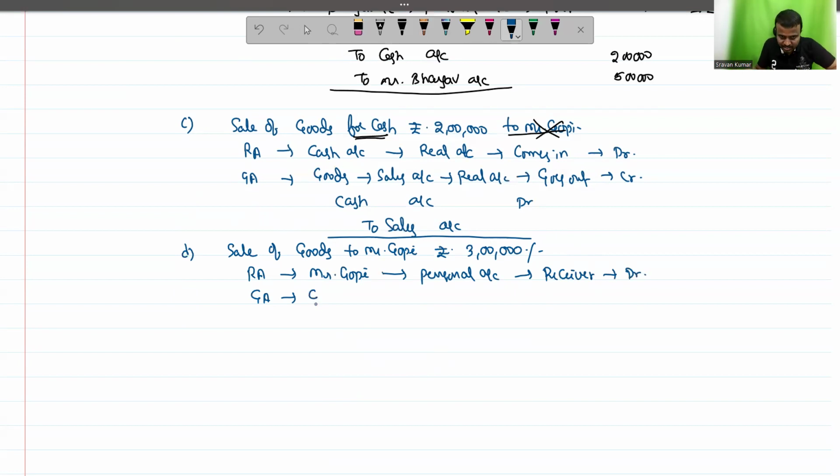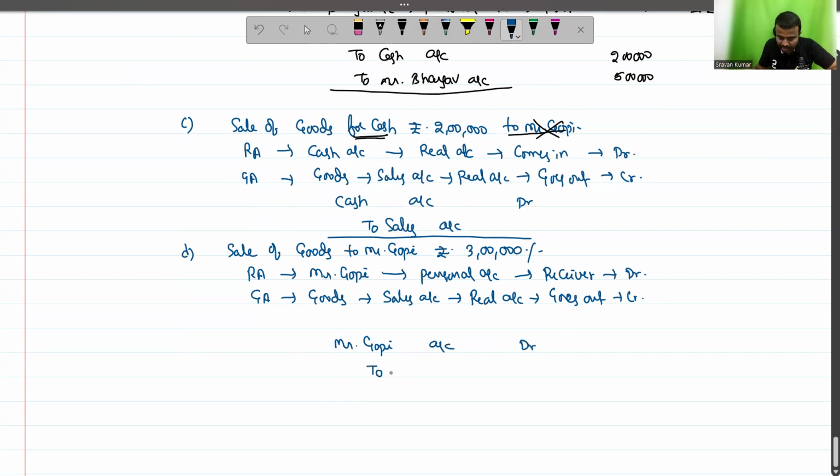And what is the giving aspect? The giving aspect is nothing but goods. When the goods are sold by the business, we have to use the word sales account. Goods is a real account. As per the rule of real account, what comes in is debited, what goes out is credited. Here goods go out of the business, so that is credited. So we write the journal entry: Mr. Gopi account debited to sales account.